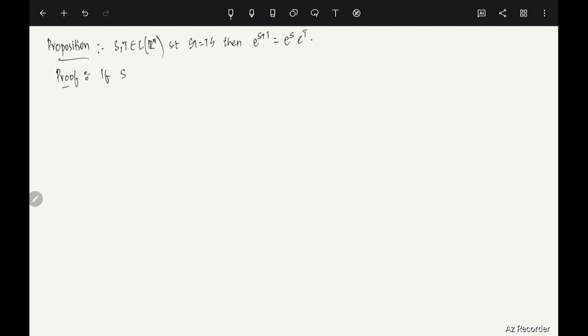If ST equals TS, then one can write (S plus T) whole power n as n factorial, summation j plus k equals n, S power j T power k by j factorial k factorial. This is just the binomial theorem, nothing special. Right. Therefore, e power S plus T, if you just write it down, what will happen?